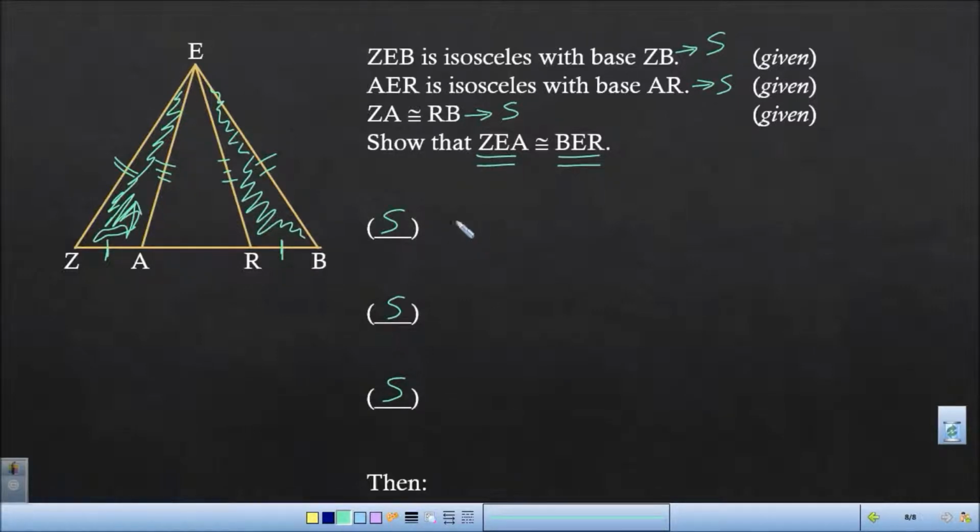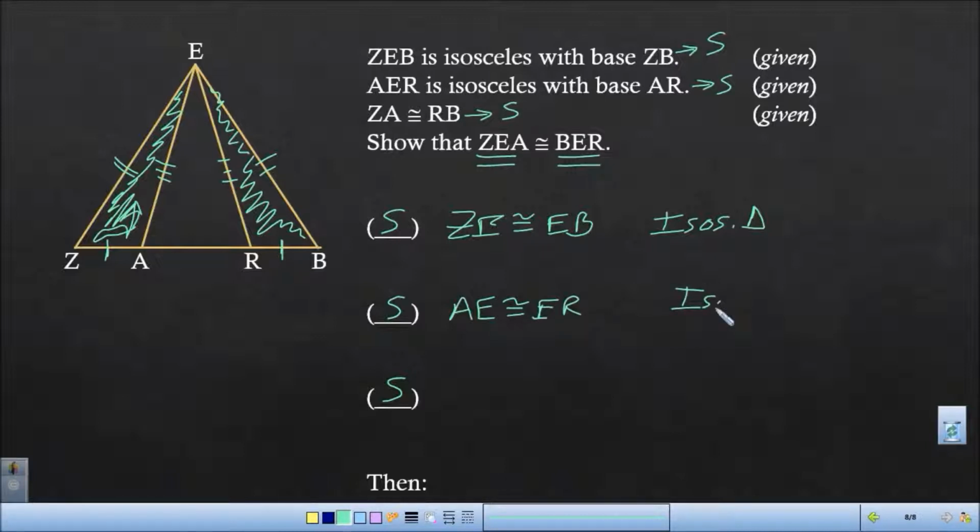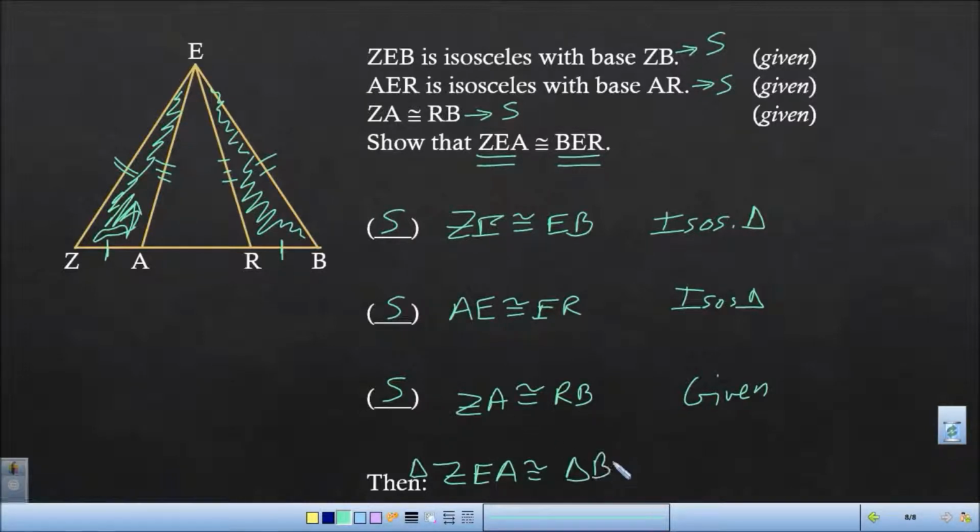So, from ZEB, ZE is congruent to EB, isosceles triangle. From AIR, AE is congruent to ER, isosceles triangle. ZA is congruent to RB, given. And that means that the triangle ZEA is congruent to the triangle BER by side congruence.